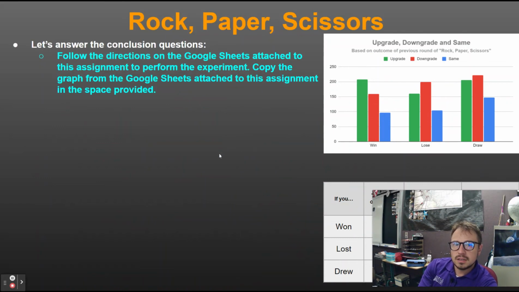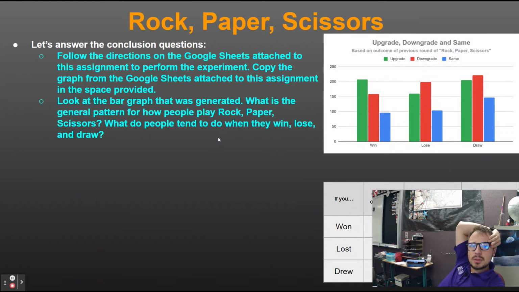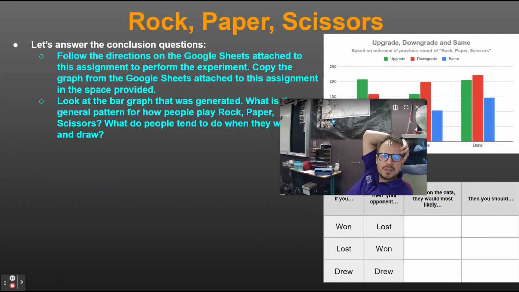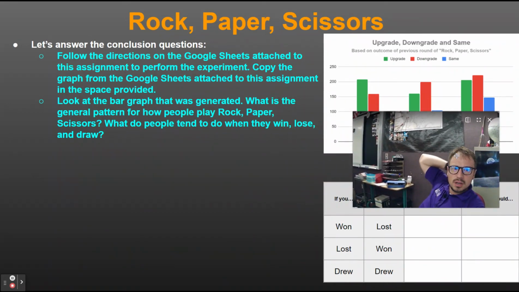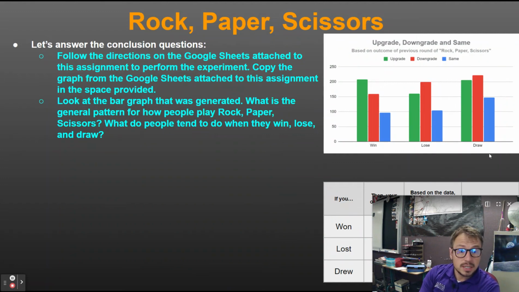So we did that, and I was able to compile all the data. We look at the bar graph. What is the general pattern for how people play rock, paper, scissors? So this didn't really go with the convention that I thought it would, which is fine because it was just based on the data in this experiment. Consider when people tend to win, they tend to upgrade. When they lose, they tend to downgrade. Not a lot of people play the same thing when they draw. When they draw, they tend to change what they played, the one that didn't win.